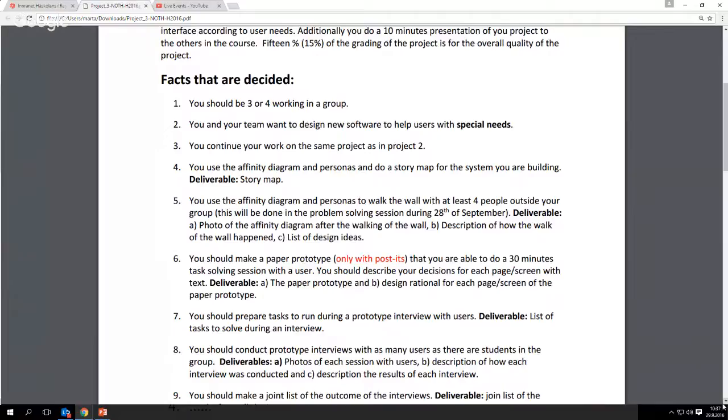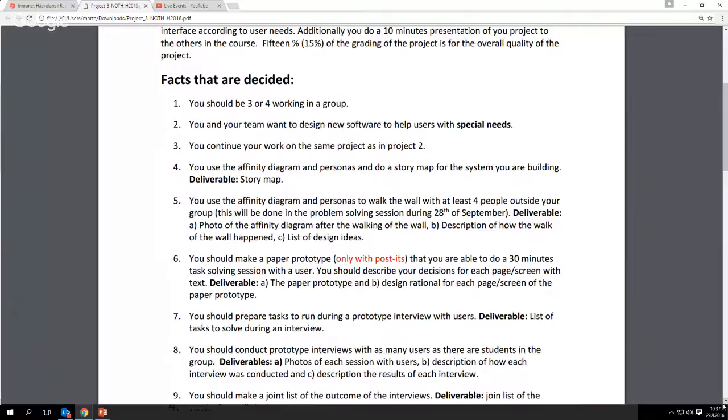Okay. And you should conduct prototype interviews with as many users as there are students in the group. And you should photograph each session with the users. If the users don't want to be recognized, you can just take the photo from the back or something, so they are not really recognized, but you can see that there's a person there. You should describe how each interview was conducted and describe the results of each interview.